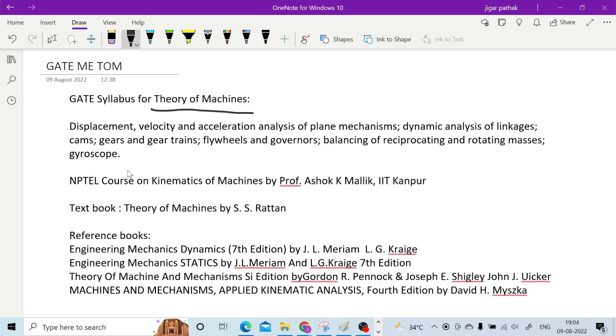But before that you can have some references. If you want to study this subject from NPTEL, here is one good course, Kinematics of Machines by Professor Ashok K. Malik from IIT Kanpur. The textbook generally used for GATE in this subject is Theory of Machines by S.S. Ratan, and I have listed some more reference books also, so that if curious students want to know this subject in detail, the more practical aspects are discussed in these reference books, right?